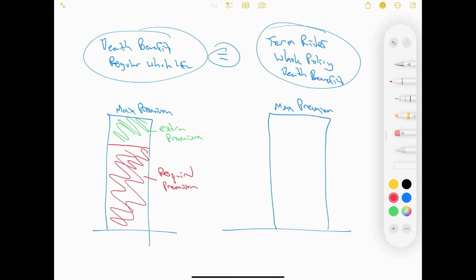But here's what does change. The required premium amount goes down, and it can be brought down quite significantly. And conversely, the extra premium goes up.